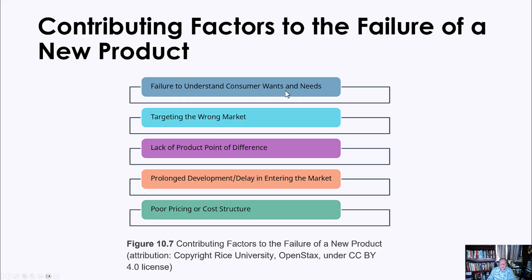And did they understand what their customers' wants and needs were, because they were able to increase sales by $500,000? Did they target the right market because they had good marketing? Did they have a product that made a difference compared to their competitors? Did they get it to market even if it wasn't perfect? They got it to market. They did everything that was right.